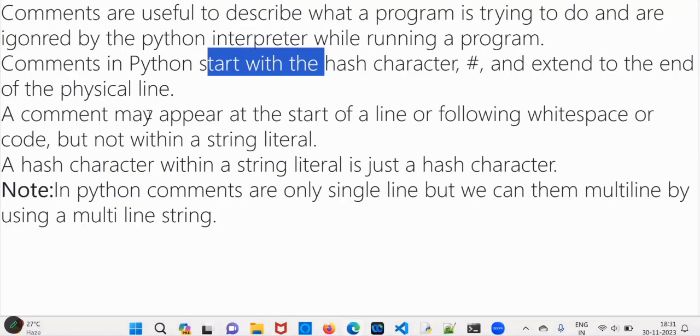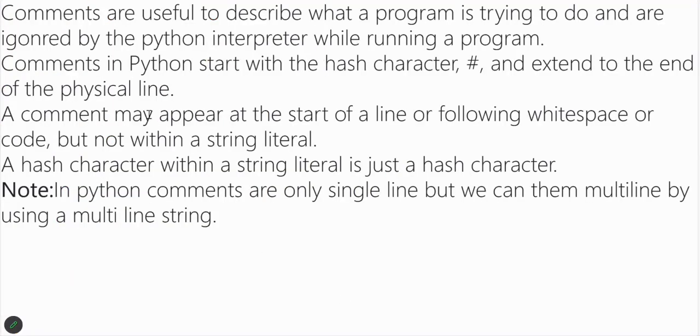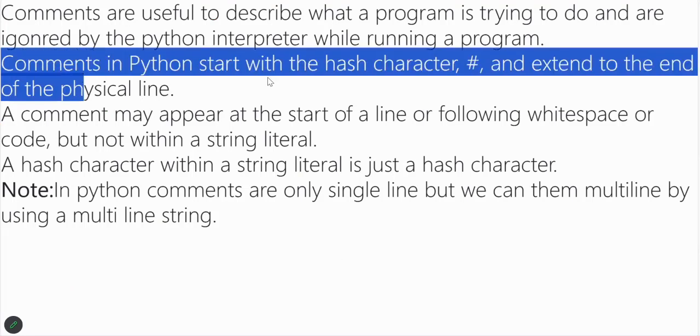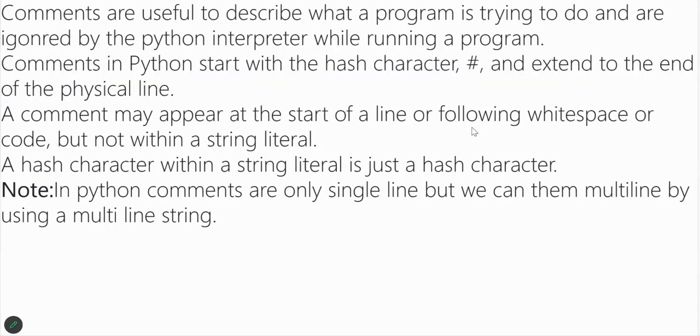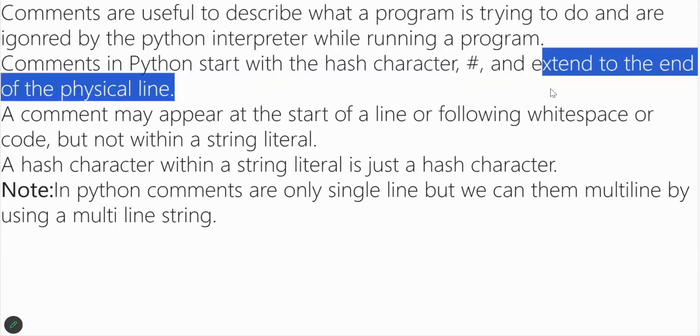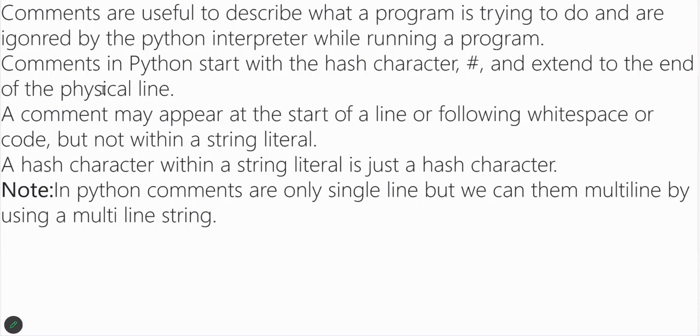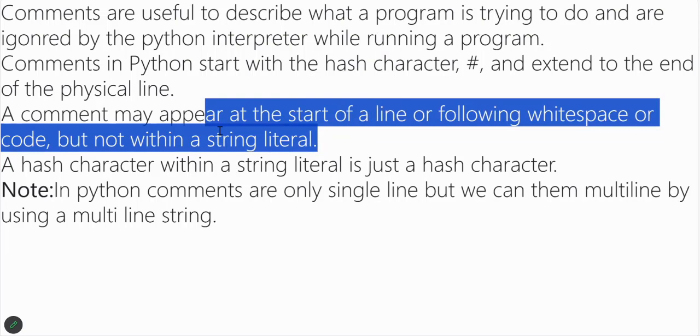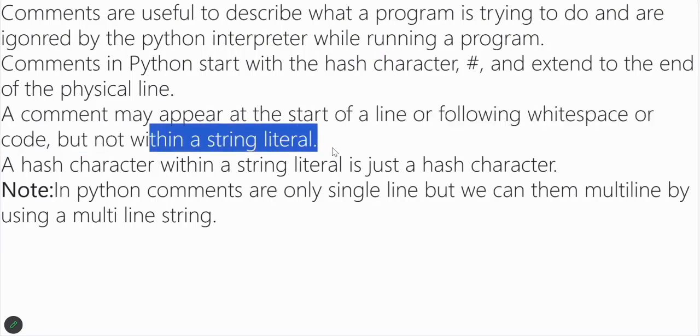It's for human understanding, and it is essential when you're writing bigger code. So it is good practice to keep them. Comments in Python start with a hash and extend to the end of the physical line. Here there is a term called physical line, so we will discuss in some time what this physical line is. And a comment may appear at the start of a line or following white space or code, but not within a string literal.